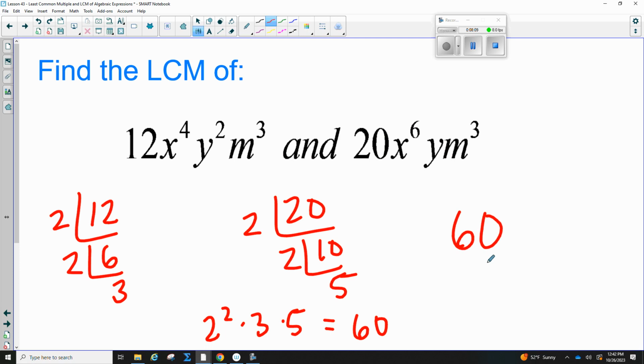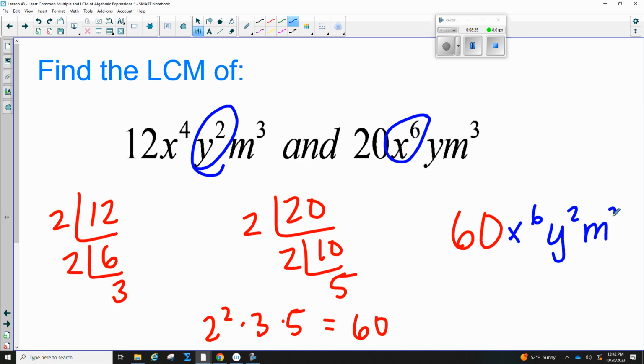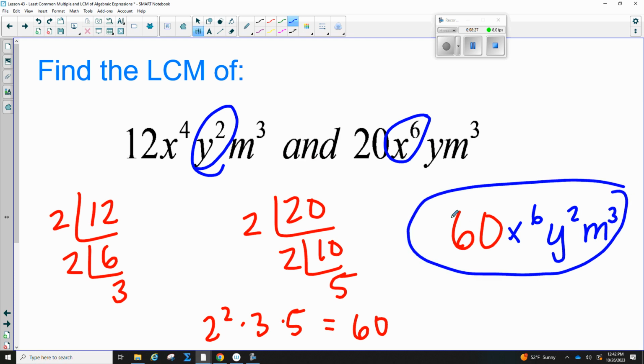It's the smallest number they both divide into evenly. Okay, and then how many x's do I need? Yes, the one that has the most, x to the 6th. How many y's do I need? 2. And how many m's do I need? 3. Okay, and that would be the LCM. All right, let's try some on the whiteboards.